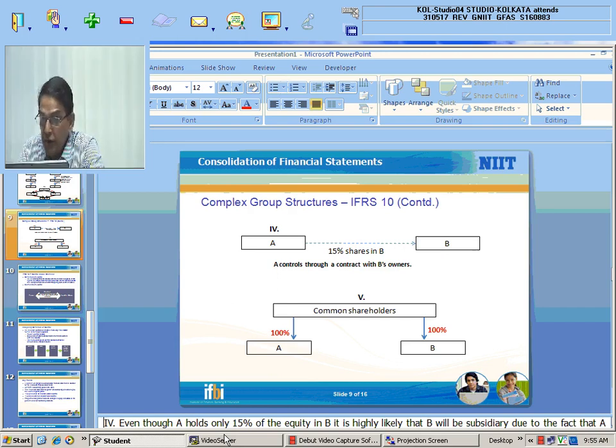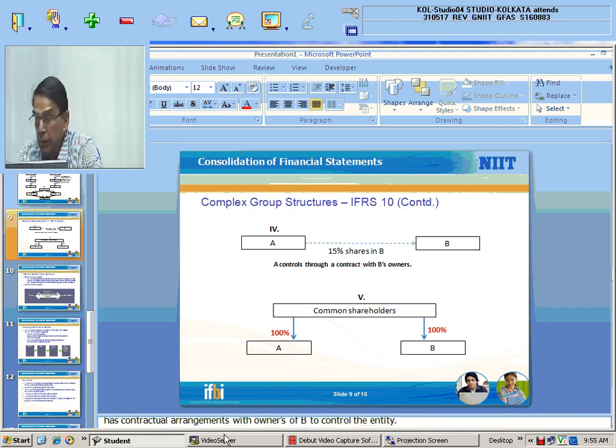There is no group in this situation, as both A and B fall within the ownership of common shareholders, which is not within the definition of IFRS 3 or IFRS 10. So both A and B fall within the ownership of common shareholders. So there is no group situation here. Although the same group of shareholders own 100% of A and 100% of B, there is no group situation here.